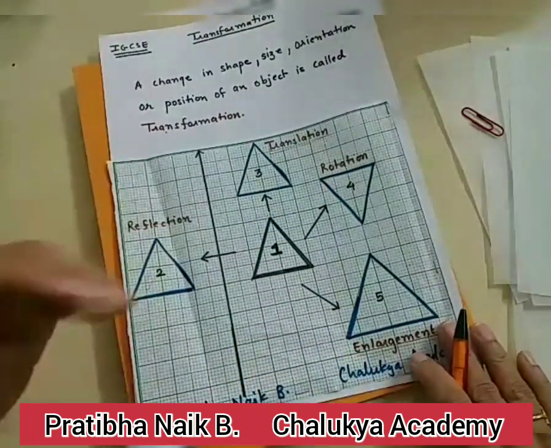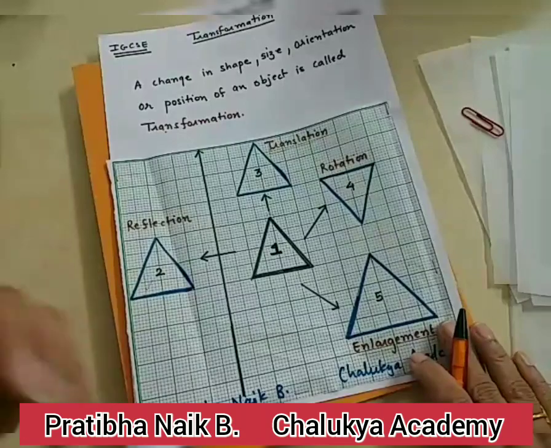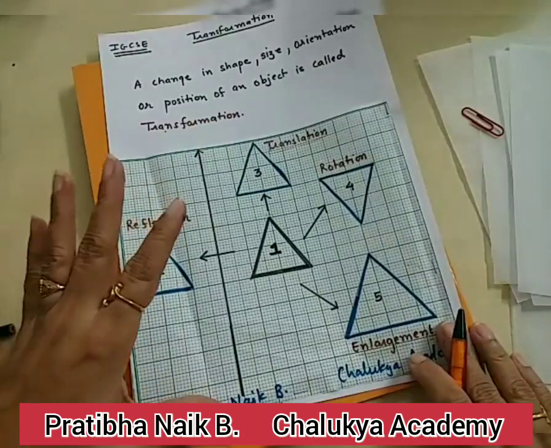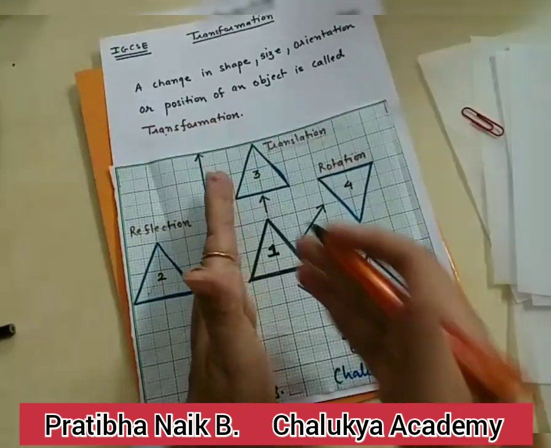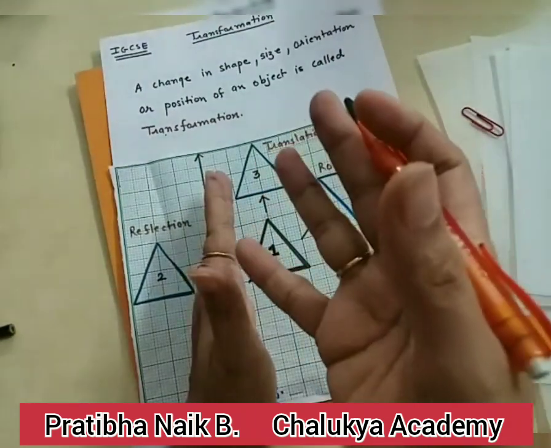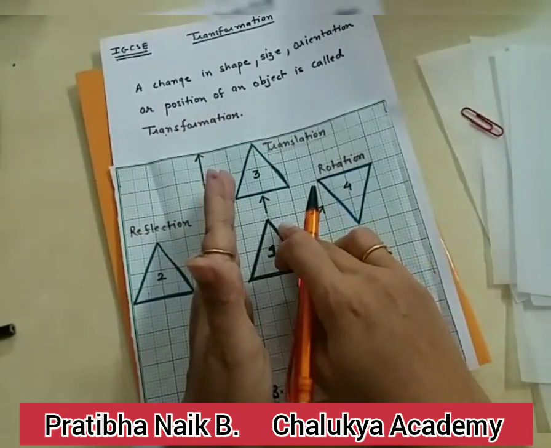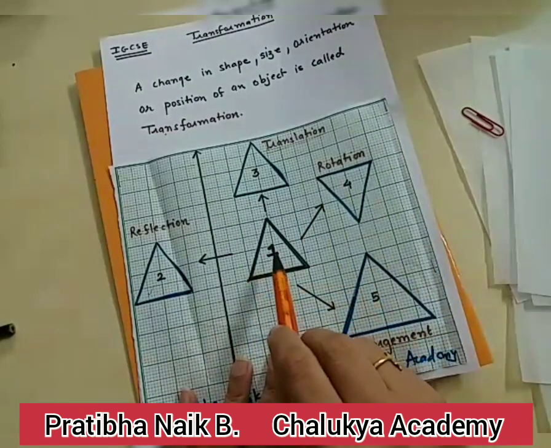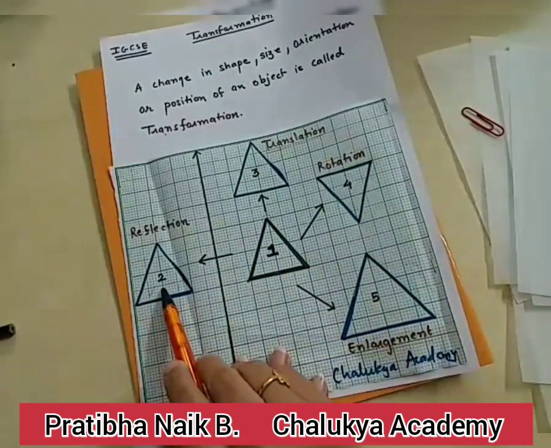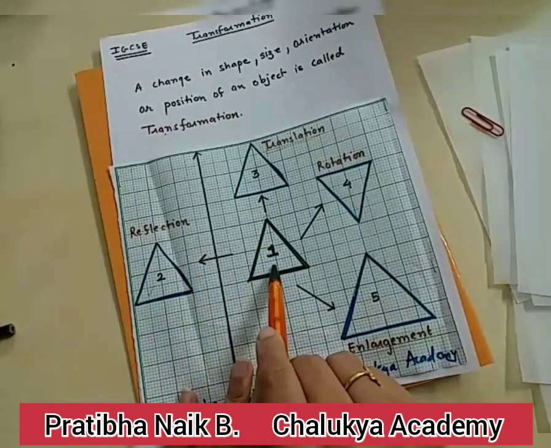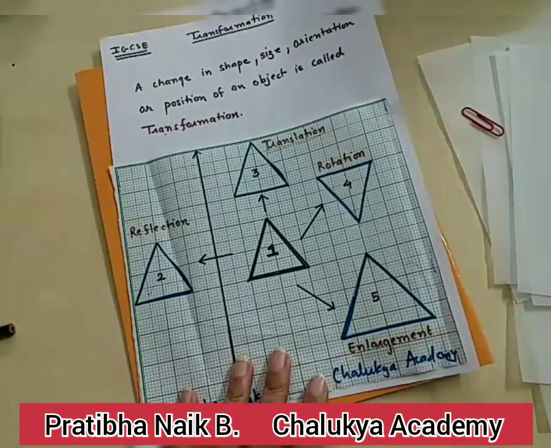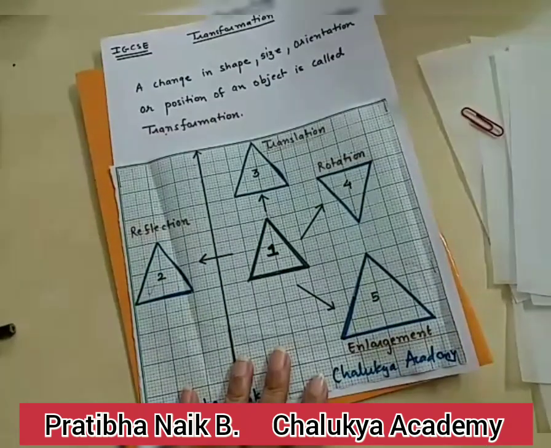In reflection, you will be given a mirror line. It will be an x coordinate or y coordinate. So you have to assume this is a mirror and you have to make an image of this triangle 1. So here the reflection of triangle 1 is 2. So here I have made an image of triangle 1. So triangle 2 is representing the reflection of triangle 1.